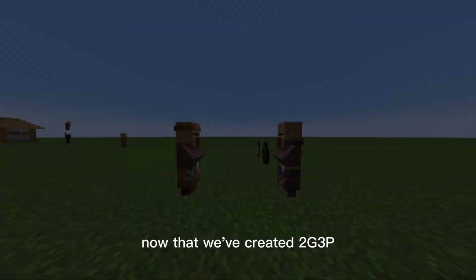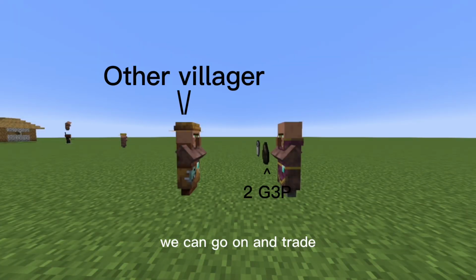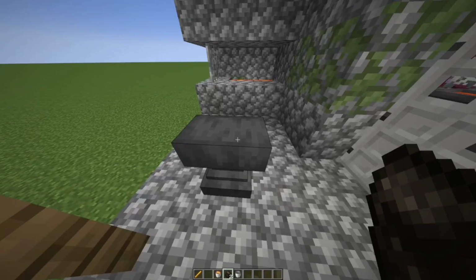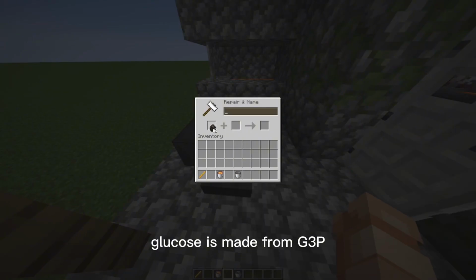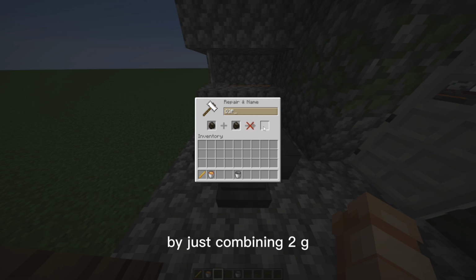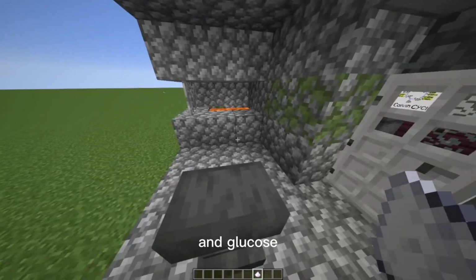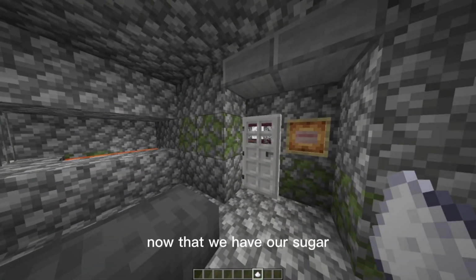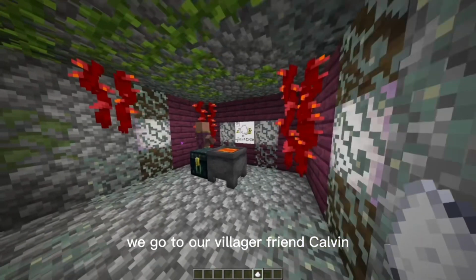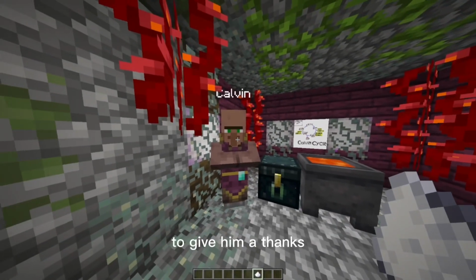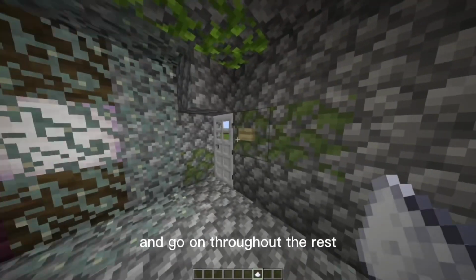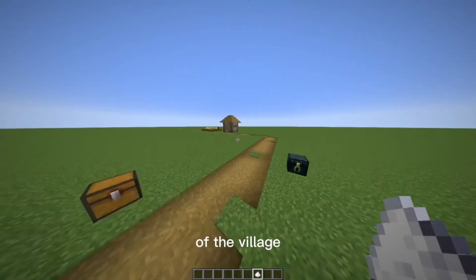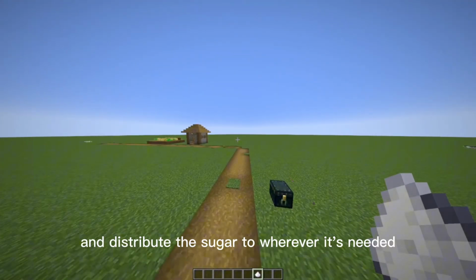Now that we've created 2 G3P, we can go on and trade with our other villagers so they can make glucose. Glucose is made from G3P by just combining 2 G3P together, since 1 G3P is 3 carbons and glucose is 6 carbons. Now that we have our sugar, we go to our villager friend Kelvin, give him thanks, and go on throughout the rest of the village and distribute the sugar to wherever it's needed.